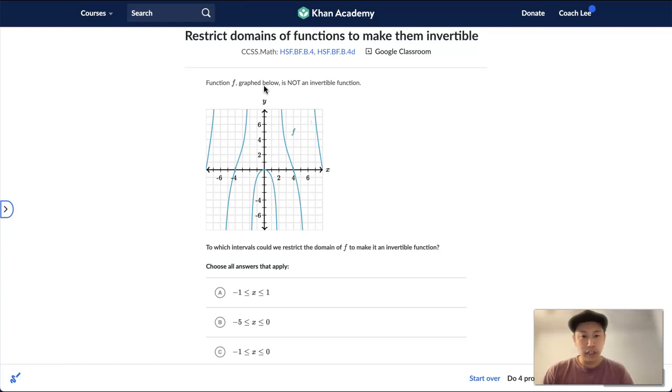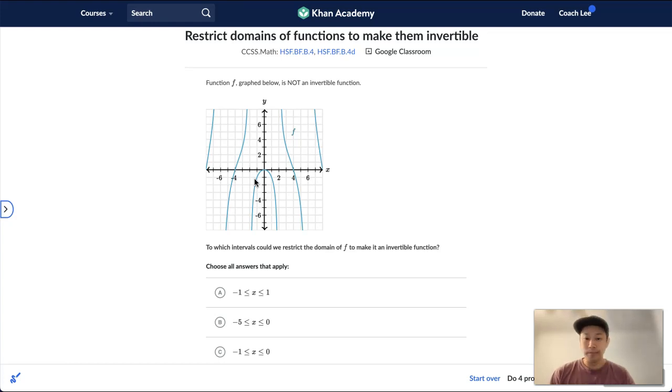Okay, so we have function f, graph below, is not an invertible function. To which intervals could we restrict the domain of f to make it an invertible function? Okay, so what it means to be an invertible function is if I have some function, and then I graph its inverse, is that inverse also a function? Okay, so this practice actually requires you to know what a function is.